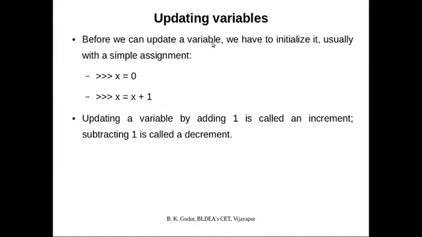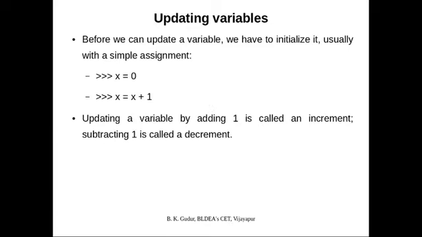Before we can update a variable, we have to initialize it, usually with a simple statement like x is equal to 0. If you don't want a value other than 0, you can make it x is equal to 0 and later you can update. Obviously after updating, the value of x will be 1. This we call an increment, and similarly you can subtract 1 from the existing value, which we call a decrement.